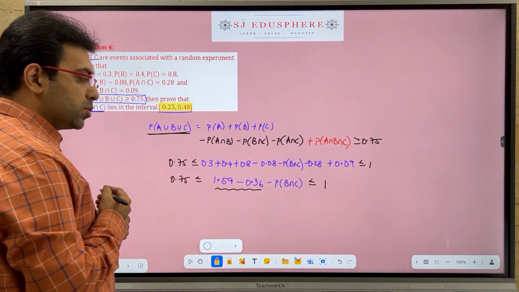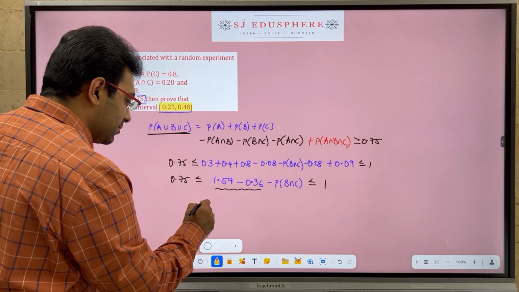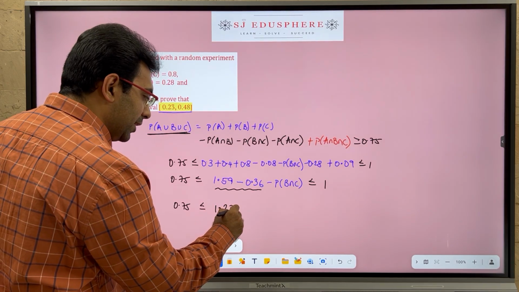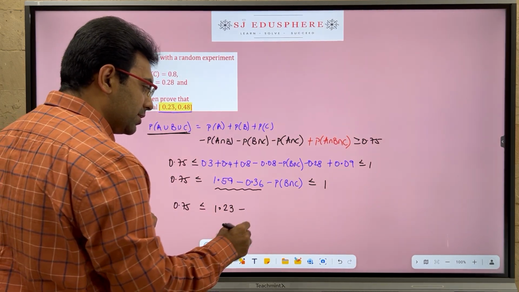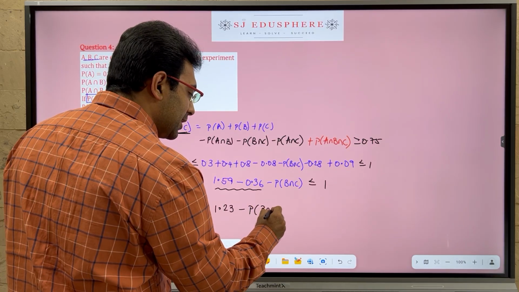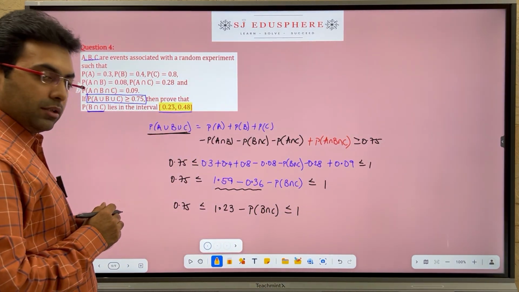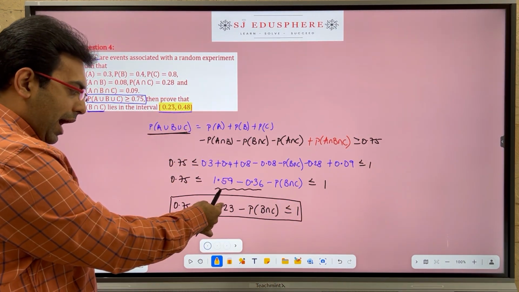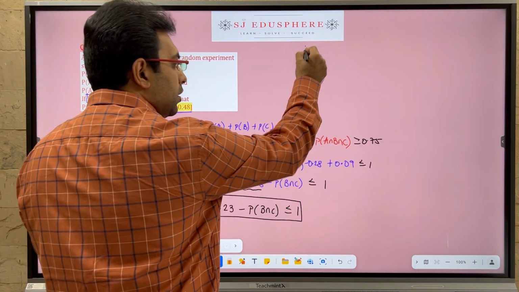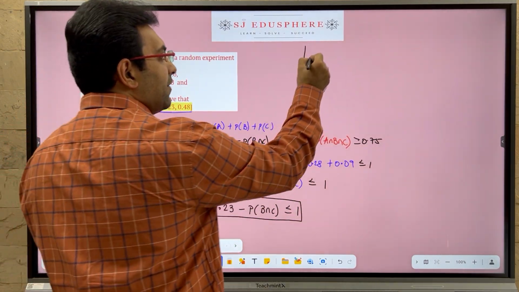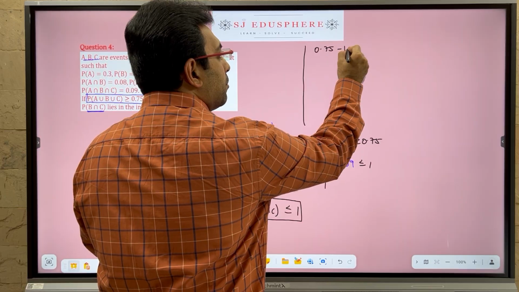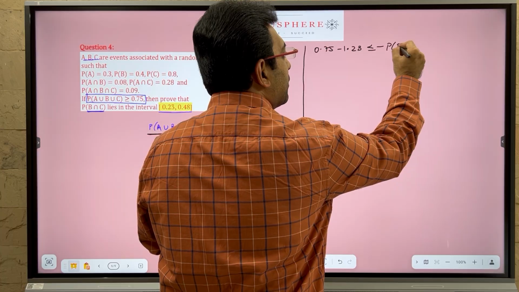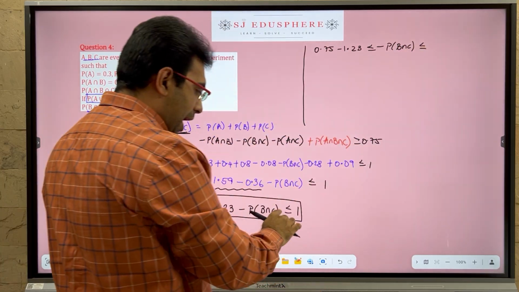1.59 minus 1 minus 0.36 gives me over here 1.23 minus probability B intersection C less than or equal to 1. Now very carefully students, if I have to solve this particular part, I am moving 1.23 over here, which leaves me with 0.75 minus 1.23 over here, minus probability B intersection C, and over there 1.